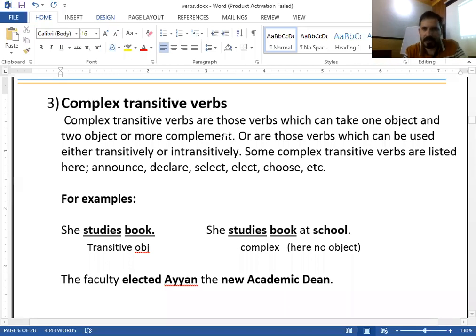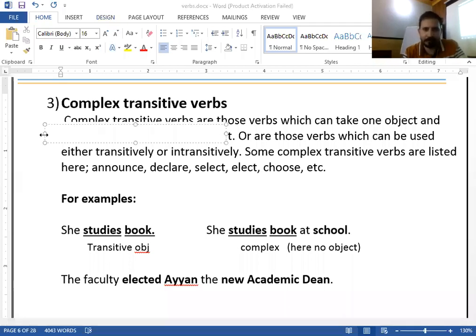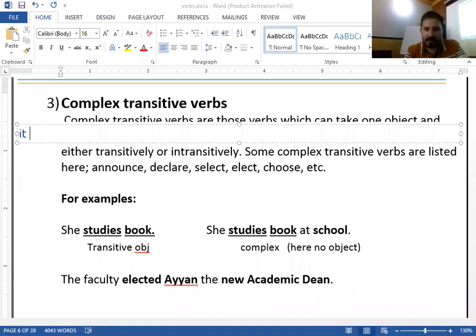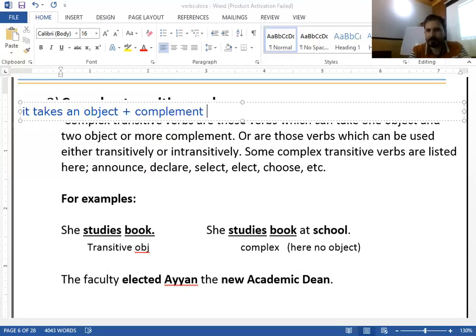In complex transitive verbs, it takes an object plus complement. It takes what? Object plus complement. Clear? Complement completes the meaning of something.